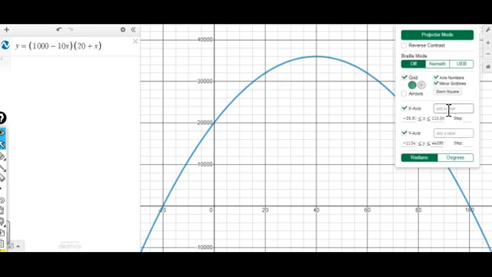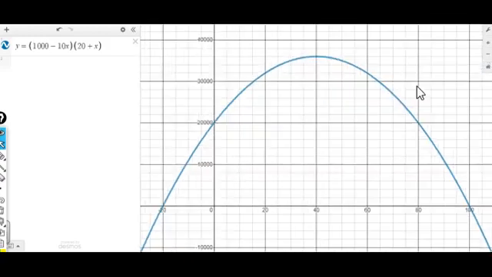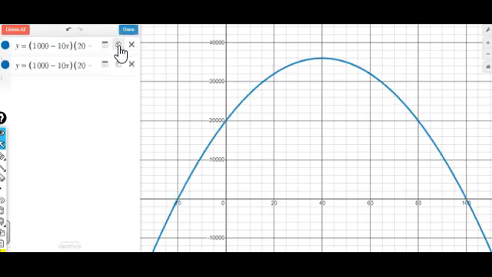I can add labels here if I'd like. I can adjust my intervals, and then I can use these zoom in and out buttons to help me. I can also do that with my mouse. And so I'm going to click in here. I'm going to edit this list and duplicate this.